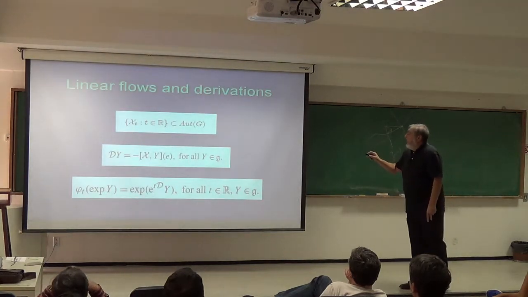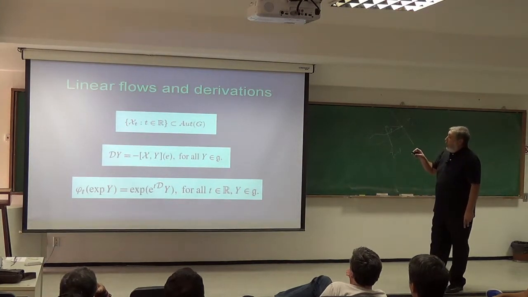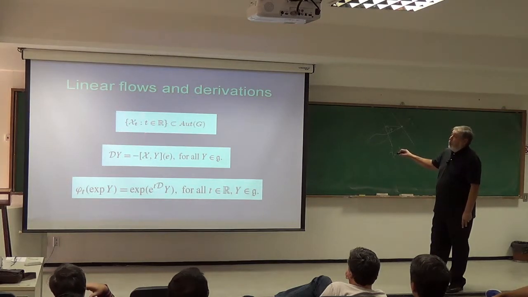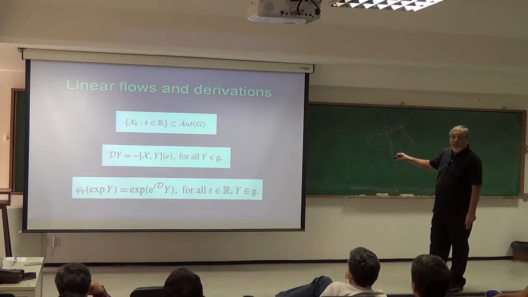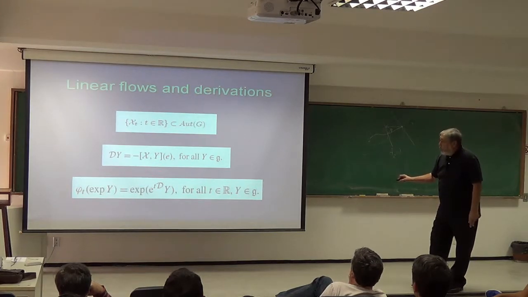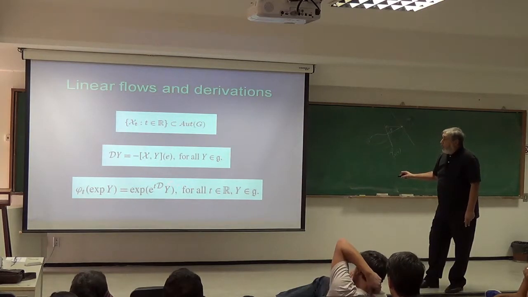Okay, so let me give you a concrete example. We define a linear flow, as I said before. We impose the hypothesis that the flow of the vector field should be a one-parameter group of automorphisms of G. And it's very easy to show that these vector fields, by the Jacobi identity, give you an associated derivation. And here is the formula, this is a very nice diagram in Lie groups. So you have a connection between phi t, the flow, and the matrix D.